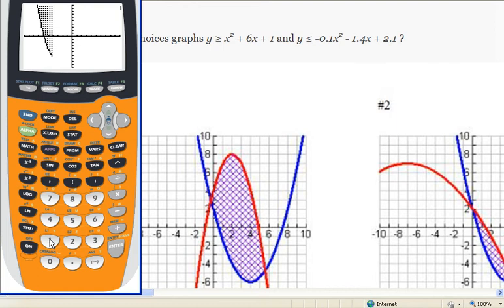Now you have to be careful about the boundary lines also. Not lines, the boundary parabolas. Are they dashed or solid? In our case, because we're including the equal sign, they're solid. So we just have to find the graph that matches that. Let's try to do that.